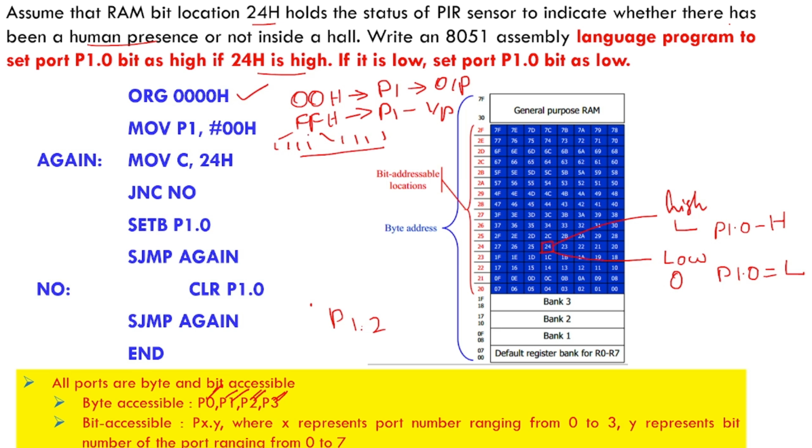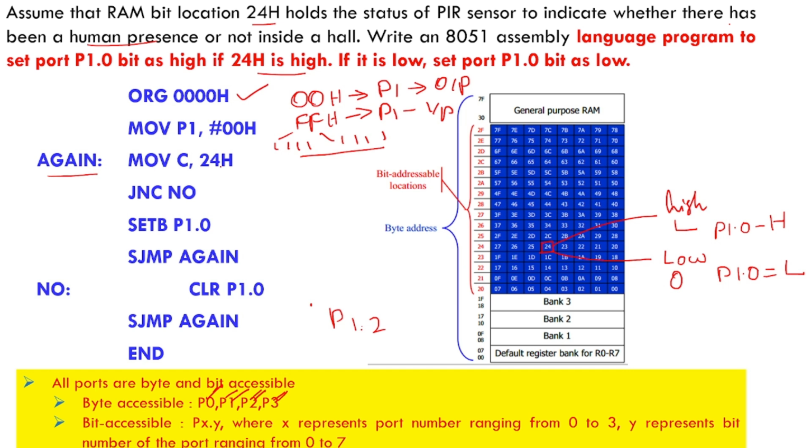Another important thing: if you are configuring a specific port 1 as an output, it is not mandatory to write it in the program. Only in the case of specifying the input, you need to specify FF. That means you are configuring a specific port as an input port. Okay, so we'll come to the next line, that is label.